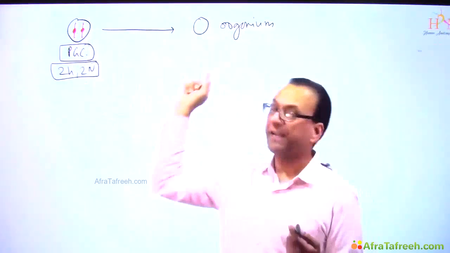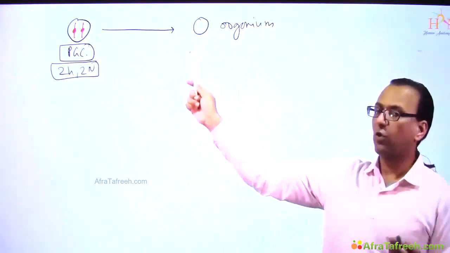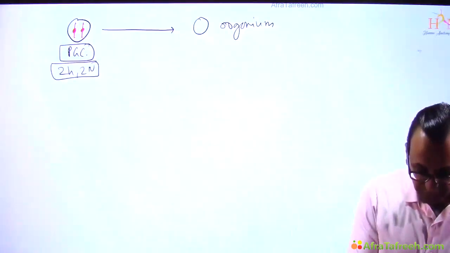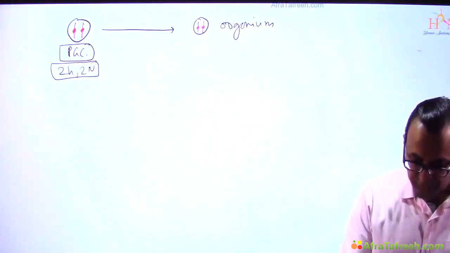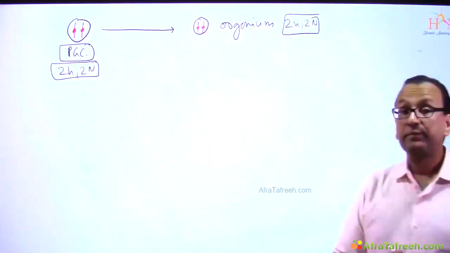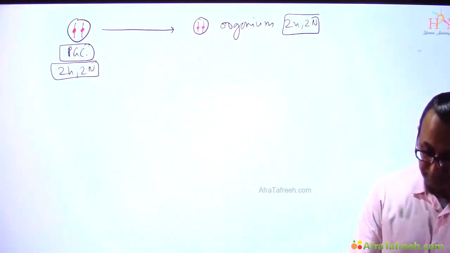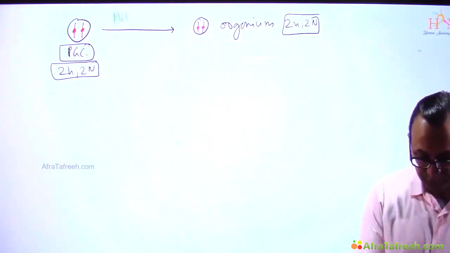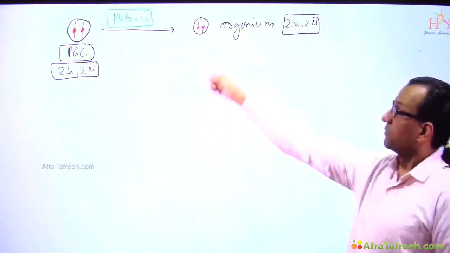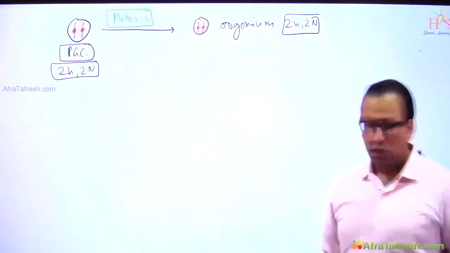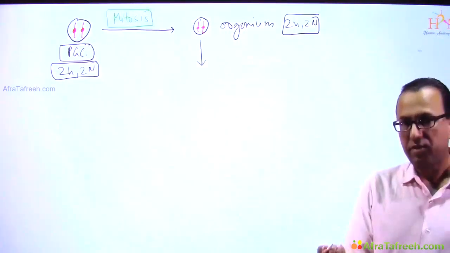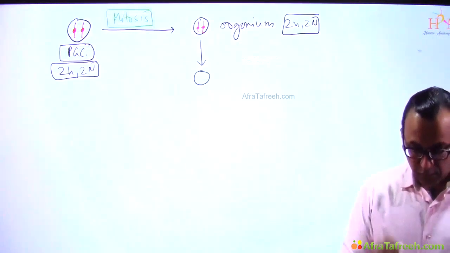Now, nothing will change if there is mitosis going on to give us the oogonium. So the oogonium will have the same status. You will find that even the oogonium is 2n there, because we understand that the process is mitosis, and mitosis is equational division.